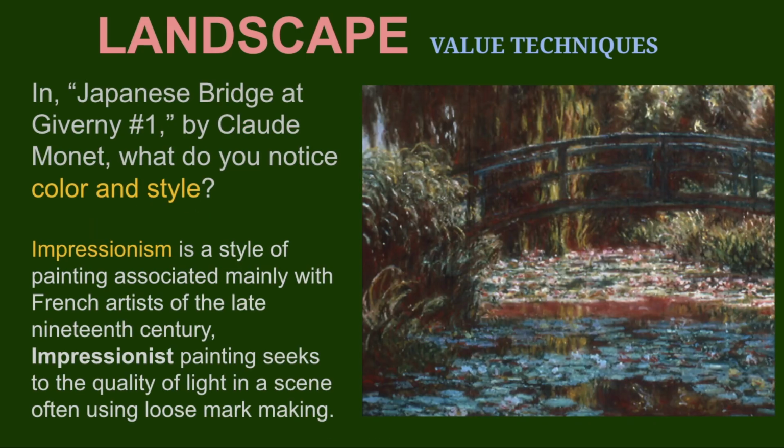This is the Japanese bridge at Giverny. That is Monet's estate. Hopefully you'll notice that in the color and style, he was using a very scumbled technique for the most part, but then obviously there were some areas where he smudged it a little bit more in order to create areas of contrast.